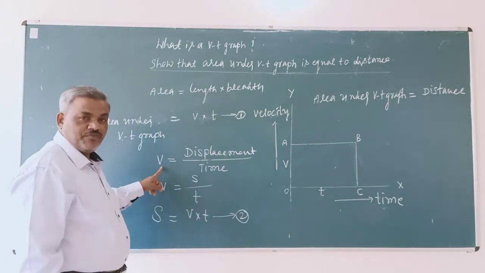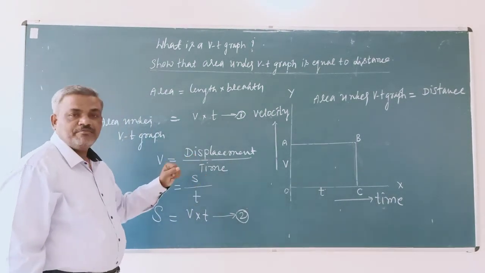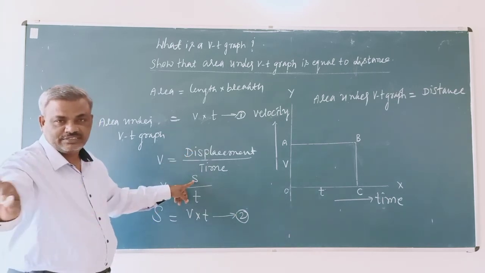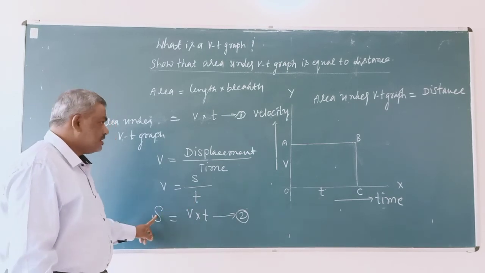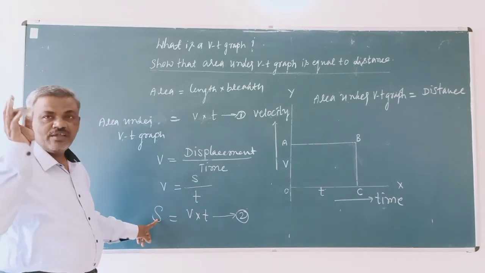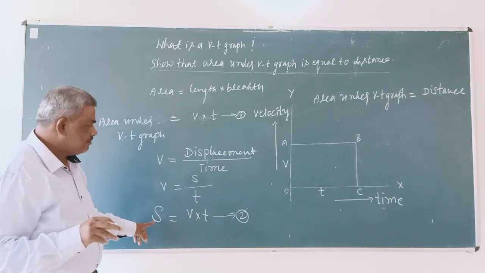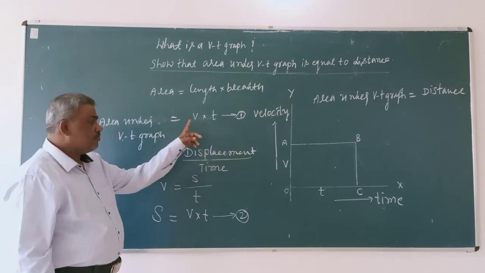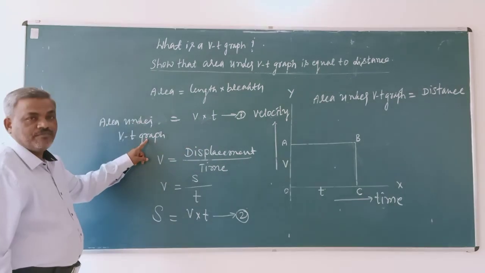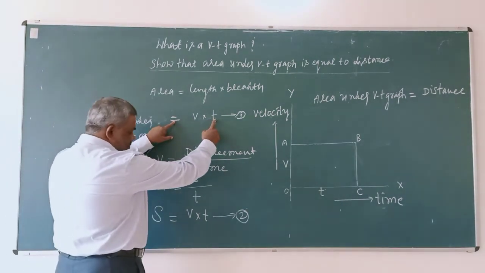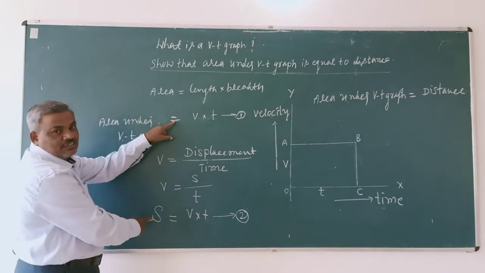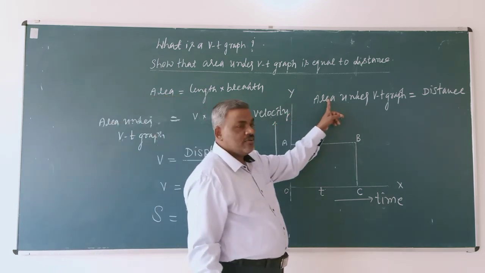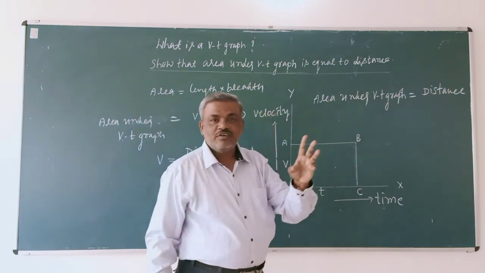Now velocity V equals displacement by time. So V equals displacement S, that is the distance, by time T. So S equals V into T, where S is distance or displacement. Now equating equations 1 and 2, equation 1 says the area under the VT graph equals V into T, and V into T equals S, which is the displacement or distance traveled. Therefore, the area under the VT graph equals distance.